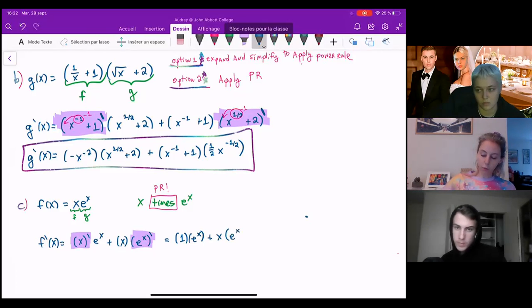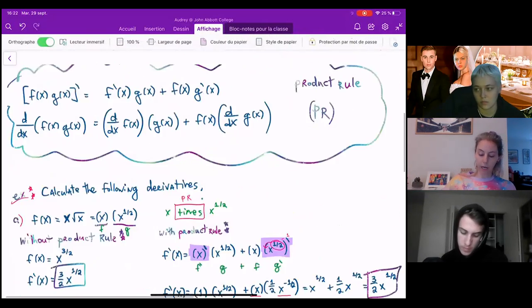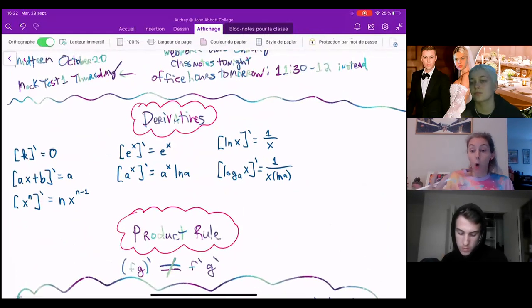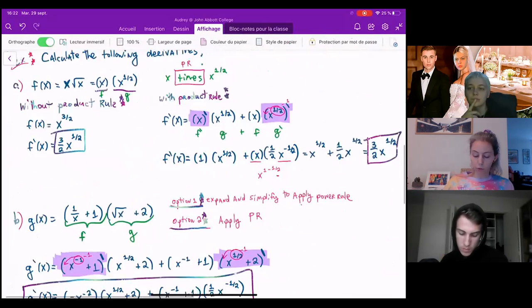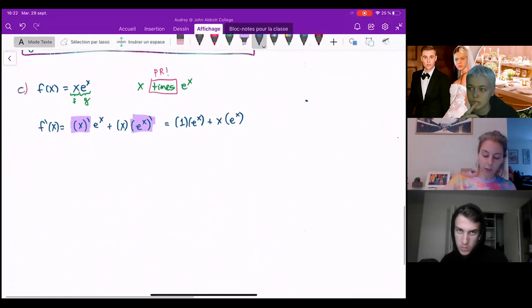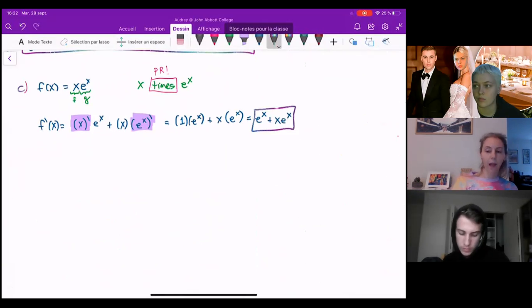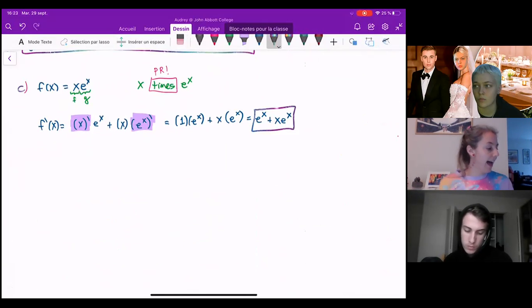So these are just the rules that we reminded ourselves of at the beginning of class, these derivative rules here. So from now on, we're always going to be applying those derivative rules. So then this is just e to the x plus x e to the x, and that is my final answer. And there I had no choice. I had to do a product rule.